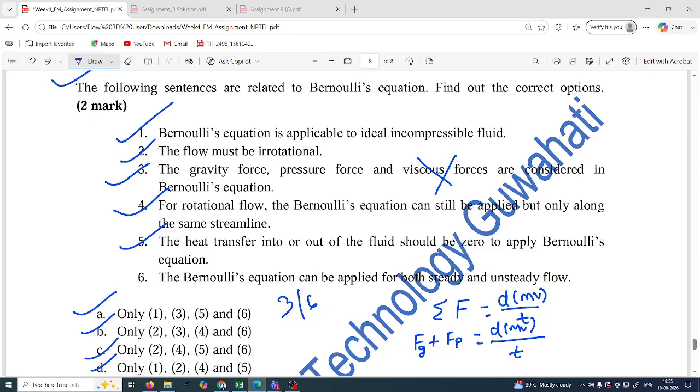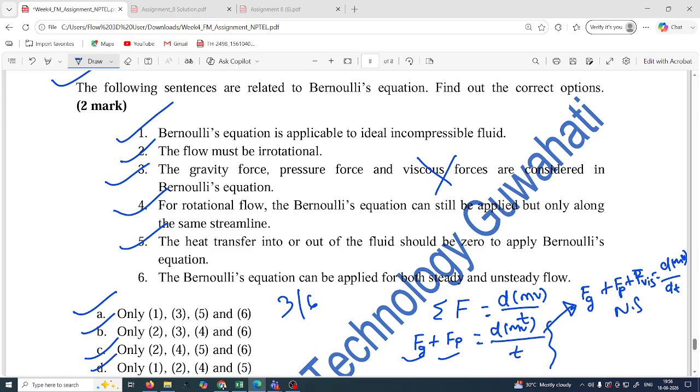So I'll not go into the right hand side part. Here there is no viscous term, not considering the viscous force; this is overcome by the Navier-Stokes equation. In Navier-Stokes equation, you will consider all three things: Fg plus force of pressure plus force of viscous is equal to rate of change of momentum with respect to time. So all three things in the Navier-Stokes equation, but in Bernoulli equation only two.